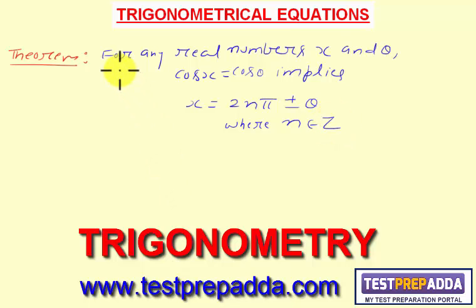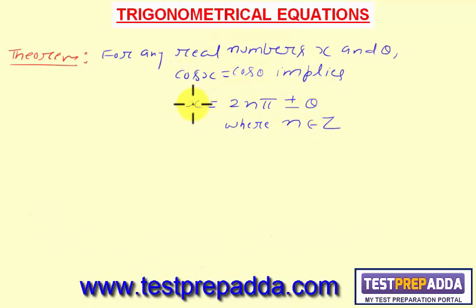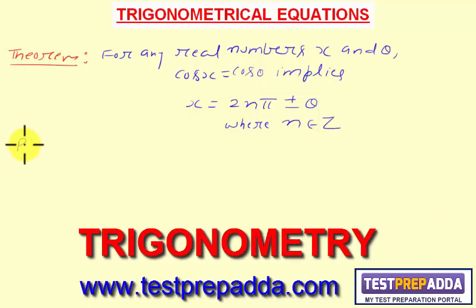Got it? Theorem says for any real numbers x and theta, cos x is equal to cos theta implies x is equal to 2n pi plus minus theta. Actually, this theorem gives you the general solution for cos x is equal to cos theta equation. Okay, we will try to prove this here.